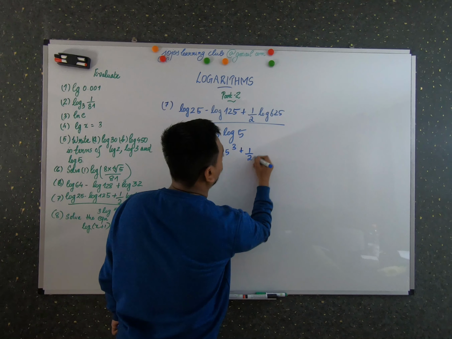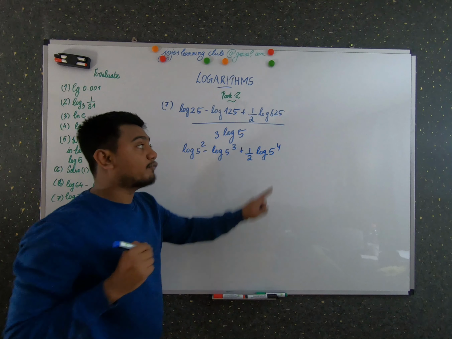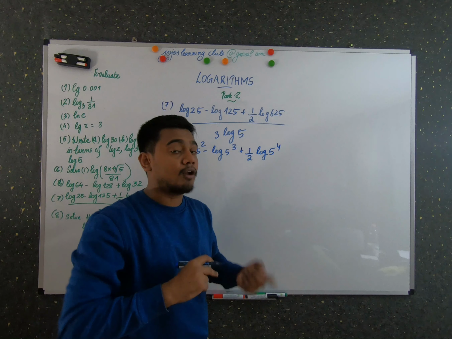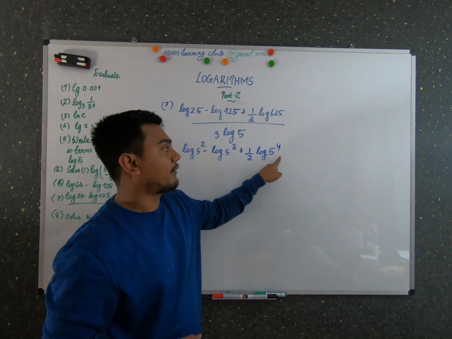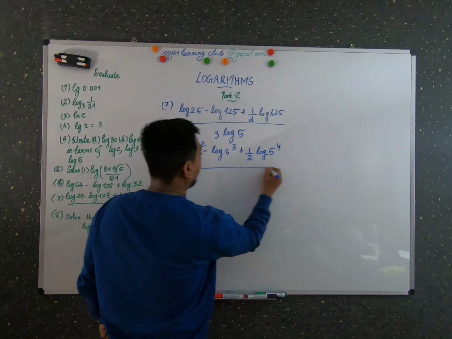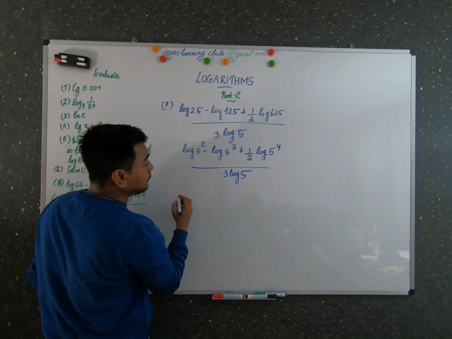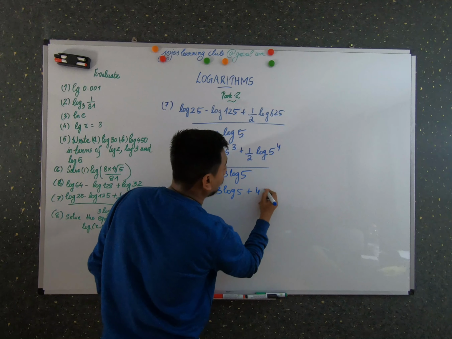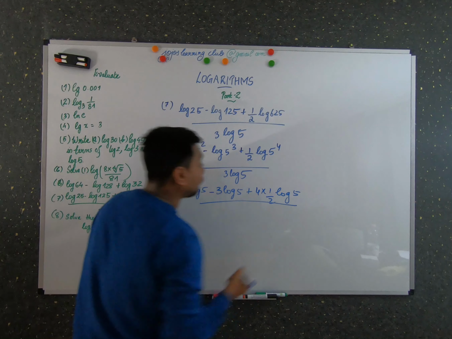Again, 1 by 2 into log of 625. That is 5 raised to 4. How did I get 5 raised to 4? Just take the factors, then you will understand that 5 into 5, 25. 25 into 25, 625. So 5 square into 5 square, 5 raised to 4. Again, 3 log 5. Right? So this you can express as 2 log 5 minus 3 log 5 plus 4 into 1 by 2 log 5. How did I write this formula?